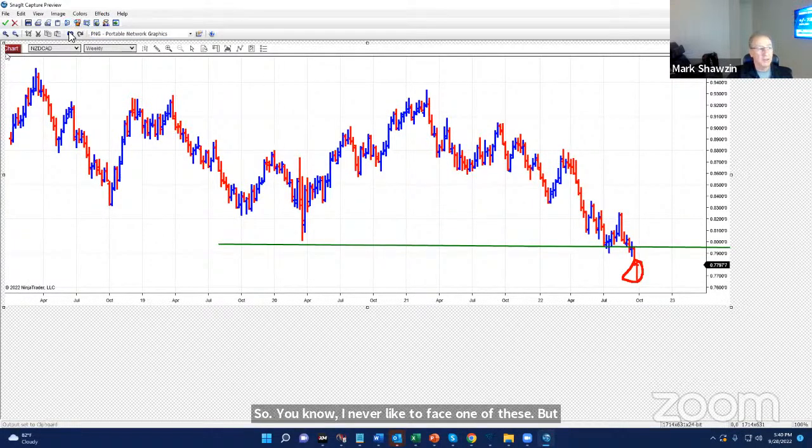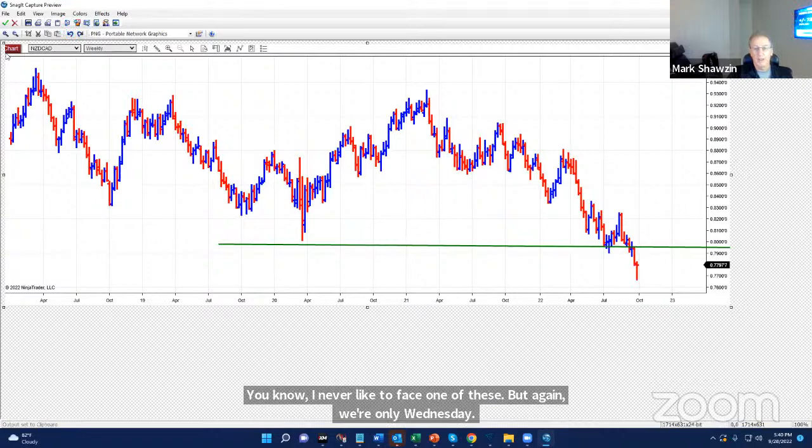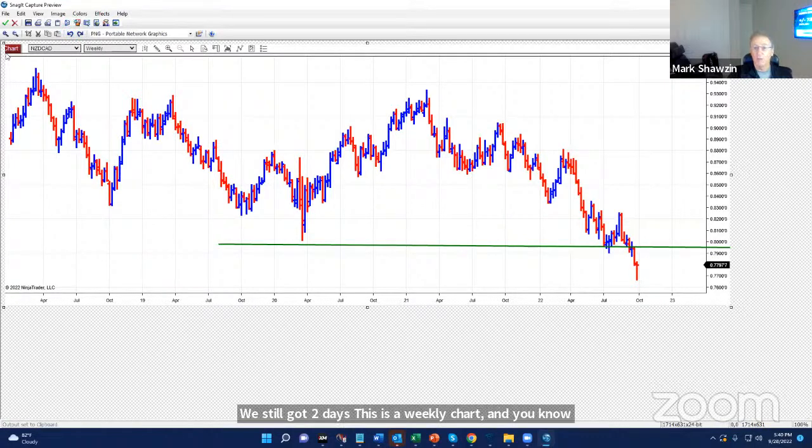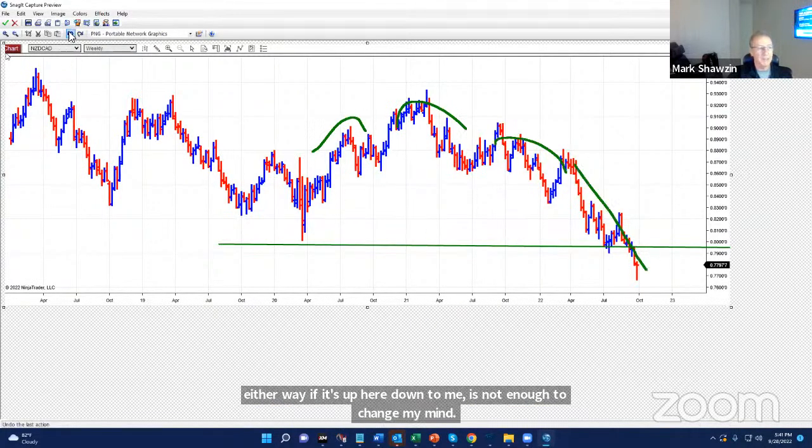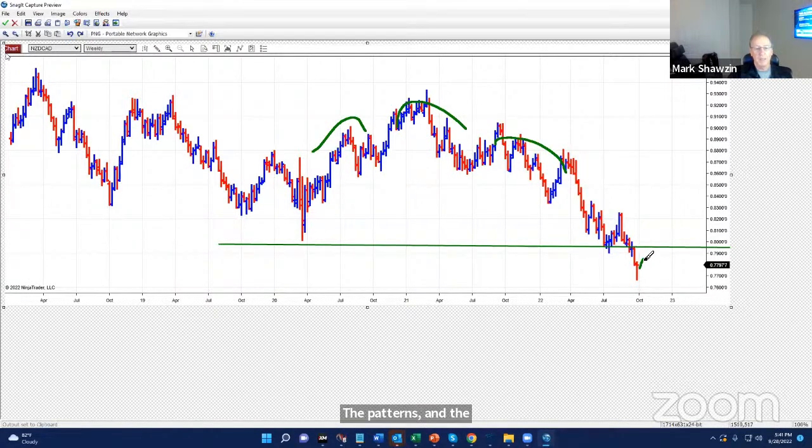This is a weekly chart. And it looks like it's trading at the high now, but by the end of the week, if it's down here, it's going to look very different. But either way, if it's up here or down, to me, it's not enough to change my mind. The patterns and the direction still tell me that this thing is going to go lower. And I might use any further encroachment to the upside to bang it again.